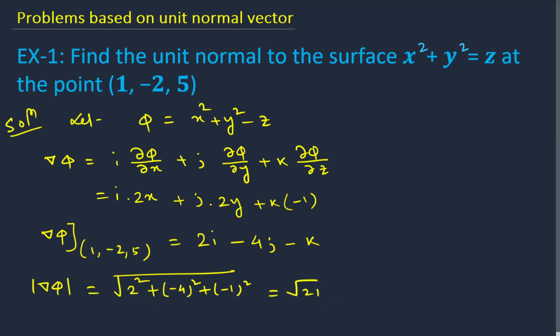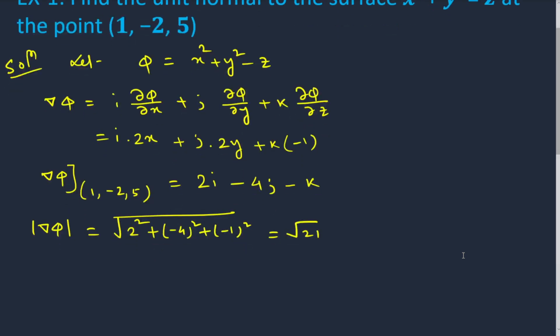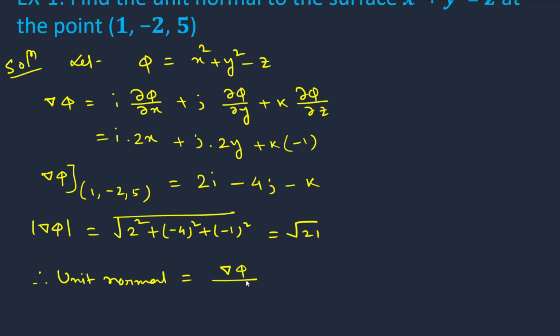So after that we have to find unit normal to the surface. So therefore unit normal is equal to, what is the formula? Nabla phi divided by magnitude of nabla phi. Okay. So if you want, you can denote it by n cap also. So this is 2 i cap minus 4 j cap minus k cap divided by root over 21. So it's so simple, right?